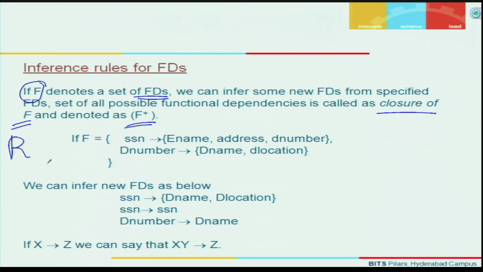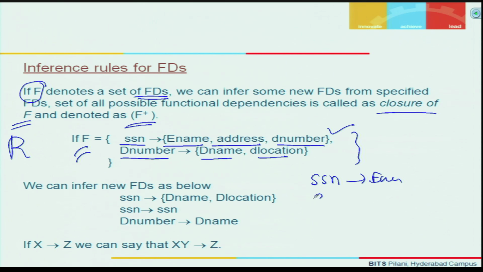The set of functional dependencies defined, we denote it by capital F. The first functional dependency is SSN determines ename, address and D number. The second functional dependency is D number determines D name and D location. If we assume that F denotes a set of functional dependencies, using certain rules we can always infer some new valid functional dependencies. For example, if you look at the first functional dependency, I can write it as SSN determines ename, and I can also write it as SSN determines address, like this.